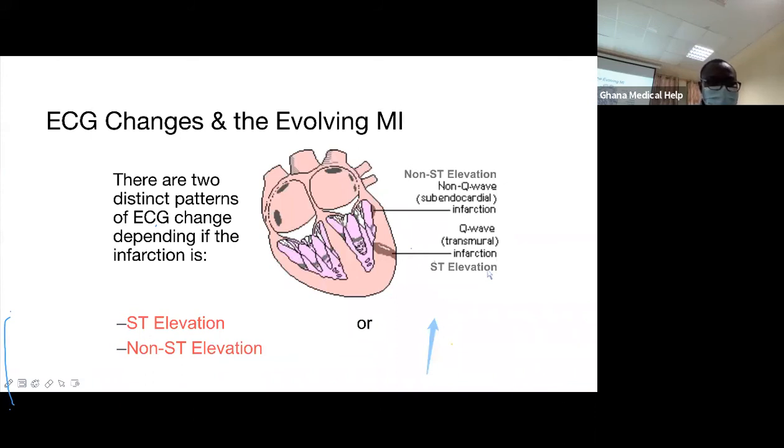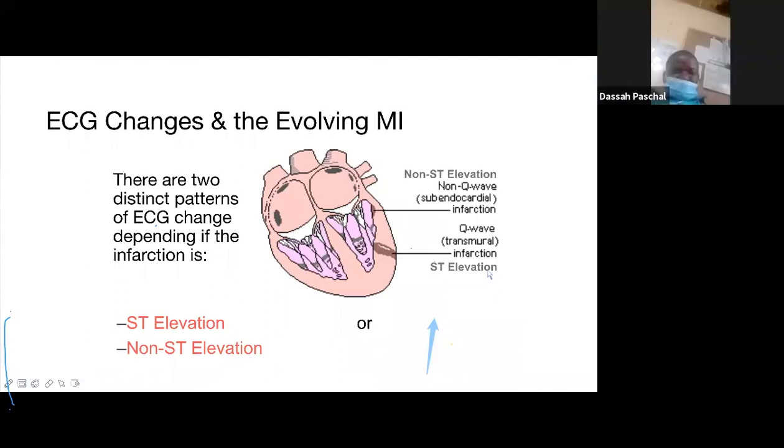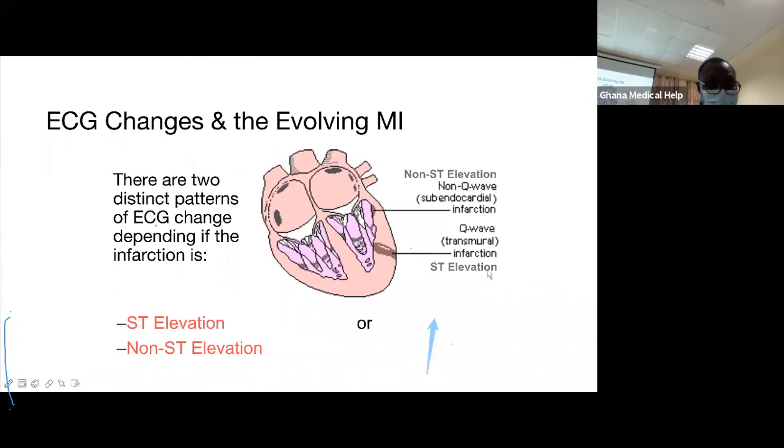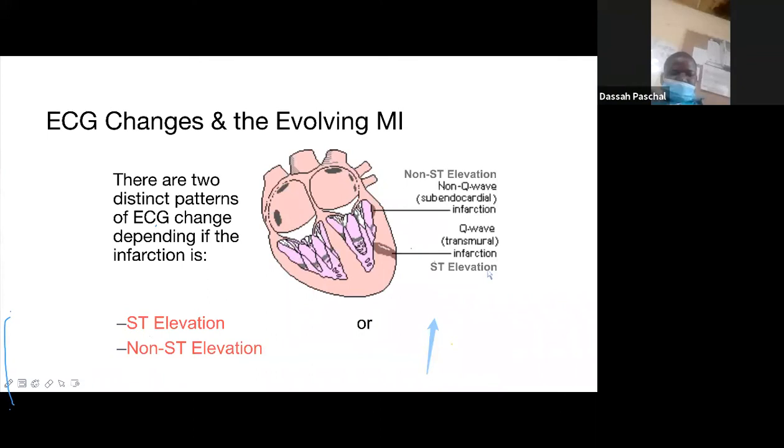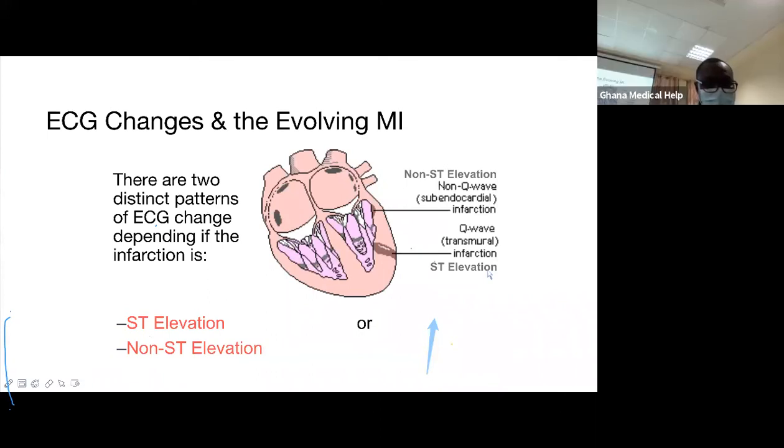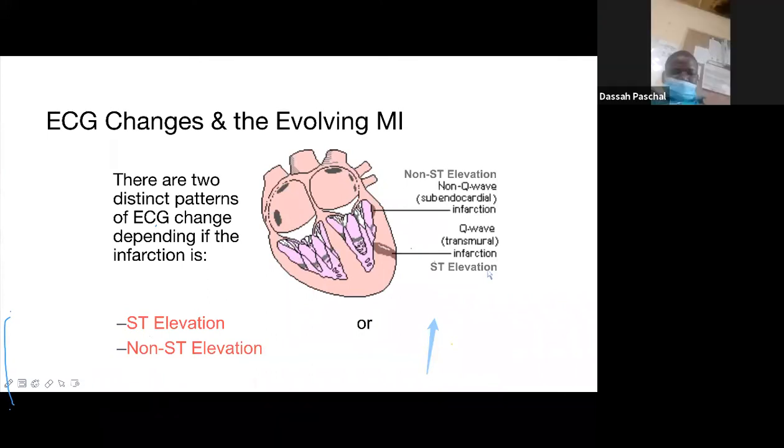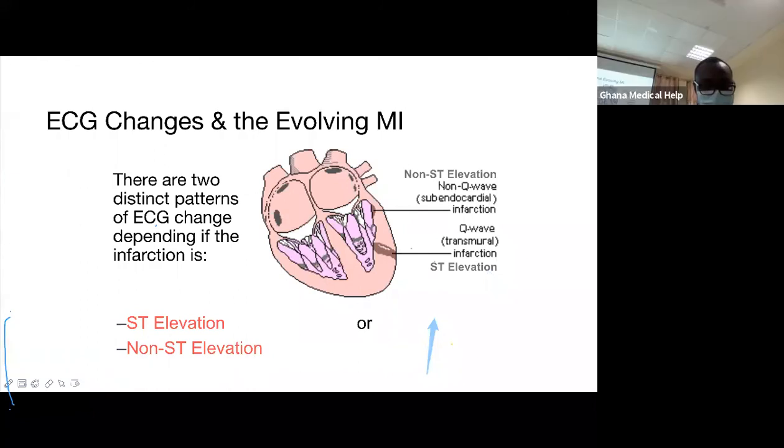Now, changes in an evolving MI. The thing is that we have to be careful because a normal ECG does not rule out a myocardial infarction, especially a STEMI, ST elevation myocardial infarction. How it starts is that it starts as a normal ECG. So there we usually say that we do what is called serial ECGs.